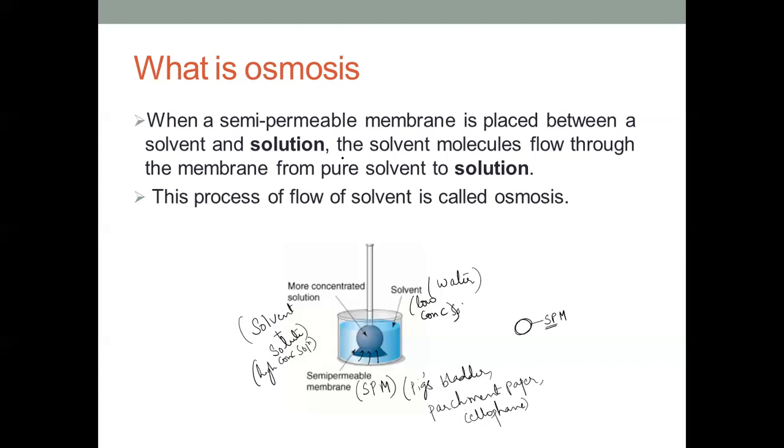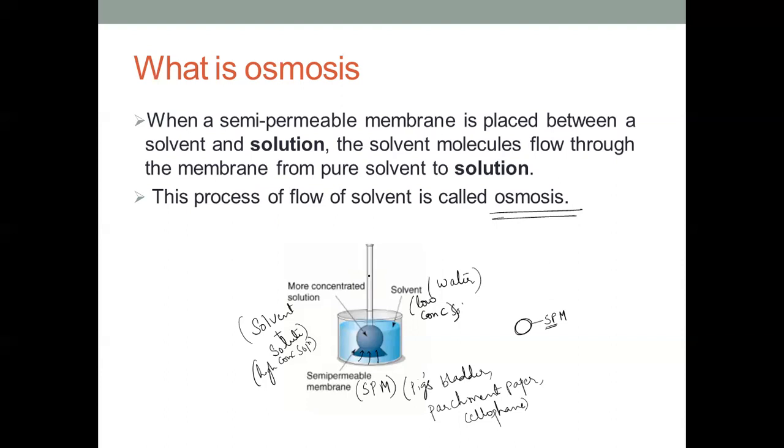So when a semi-permeable membrane is placed between a solvent and a solution, the solvent molecules flow through the membrane from the pure solvent to the solution. This movement of the solvent molecules from the low concentrated solution to the higher concentrated solution is nothing but osmosis, right? Now, how can we stop this osmosis taking place?